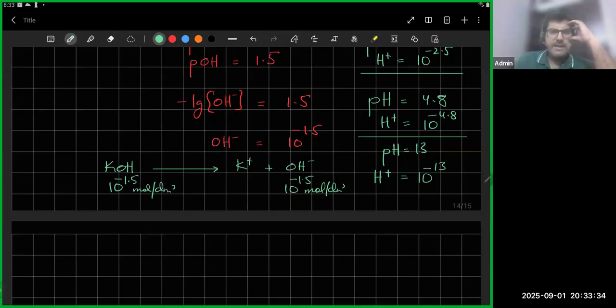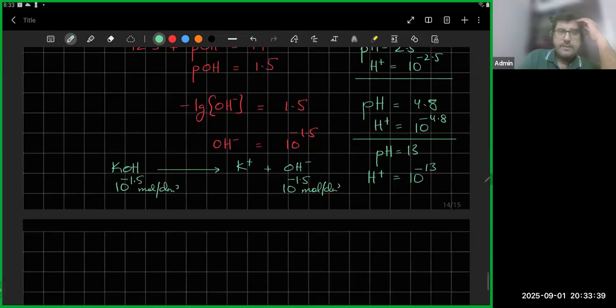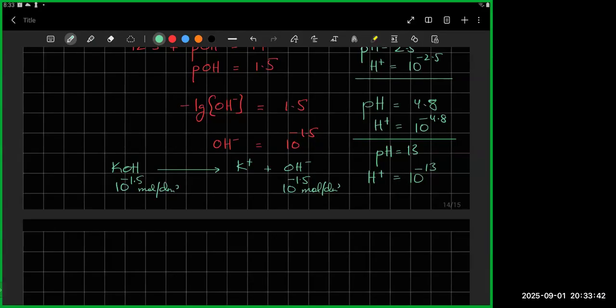Okay, is this thing clear? Is this clear? Middle room, is this clear? Yes.